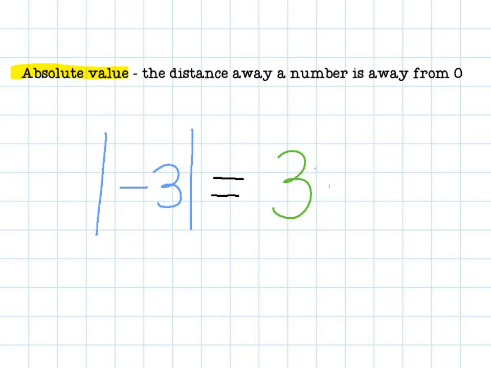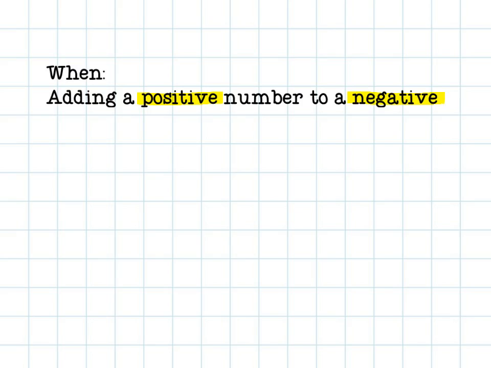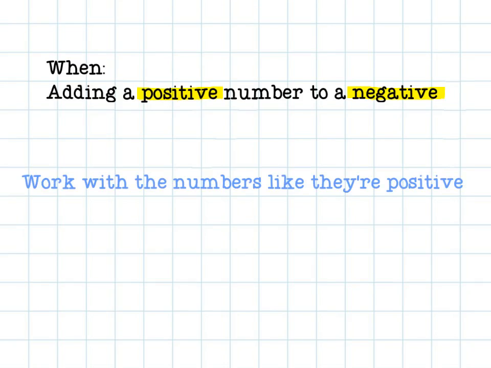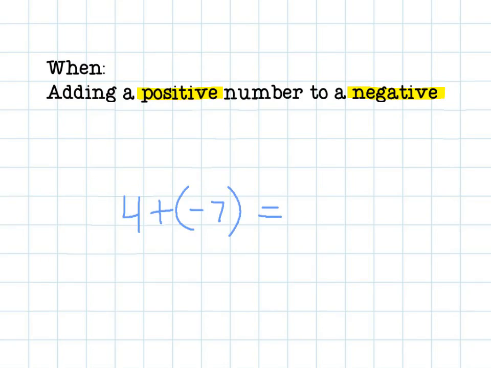Because the distance a number is away from 0 is always positive. When you're adding a positive number to a negative number, work with the numbers like they're positive. So forget about the negative. I'm going to be using the example 4 plus negative 7. So let's say that 7 is positive.